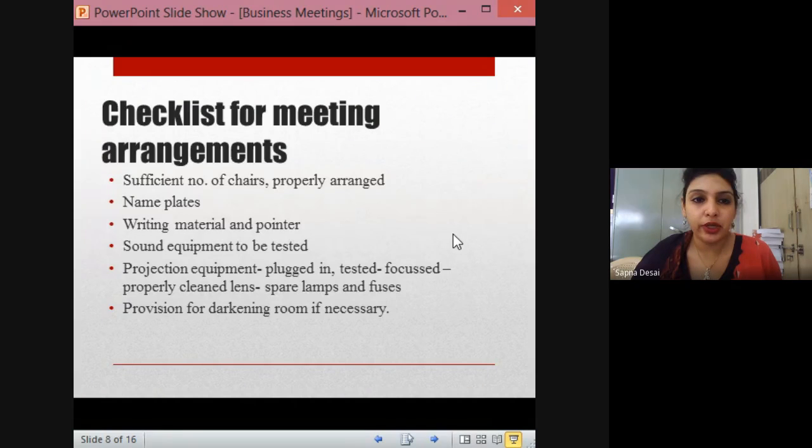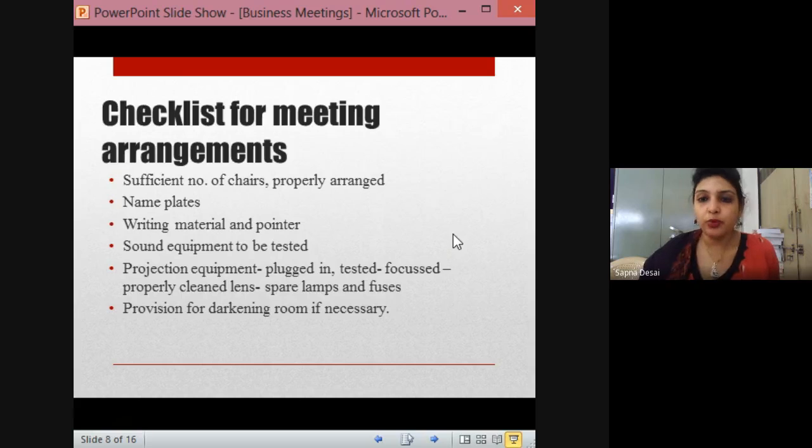They should be properly tested, focused, with properly cleaned lenses. It should not happen that you have the projector on and the person doing the presentation, but it is not clear. The PowerPoint is not visible. So you should have cleaned lenses, and all these things have to be checked beforehand.